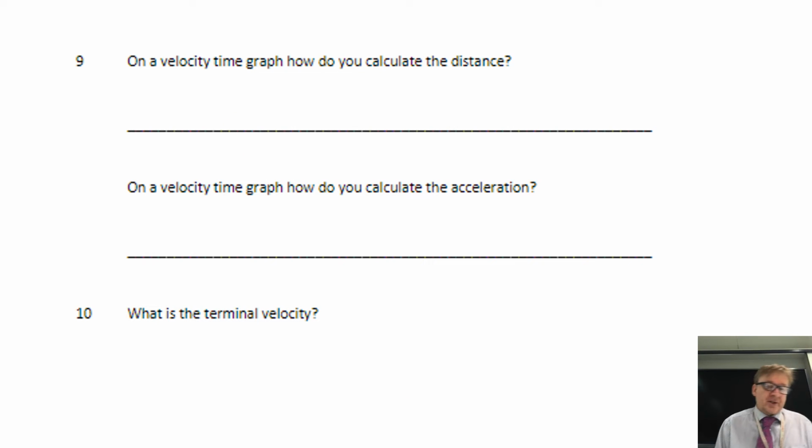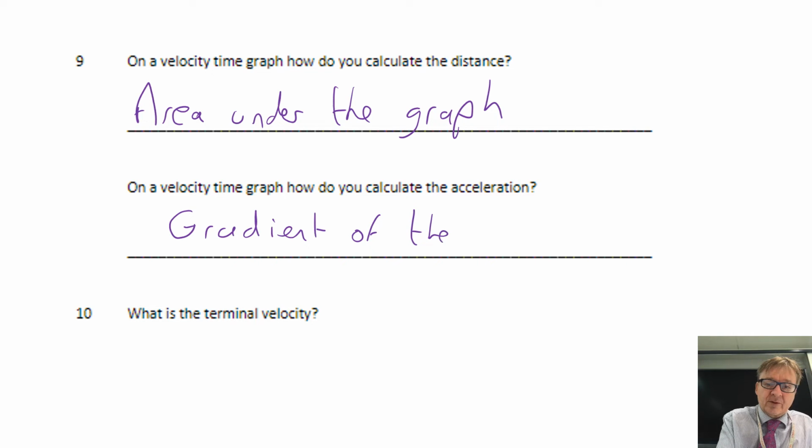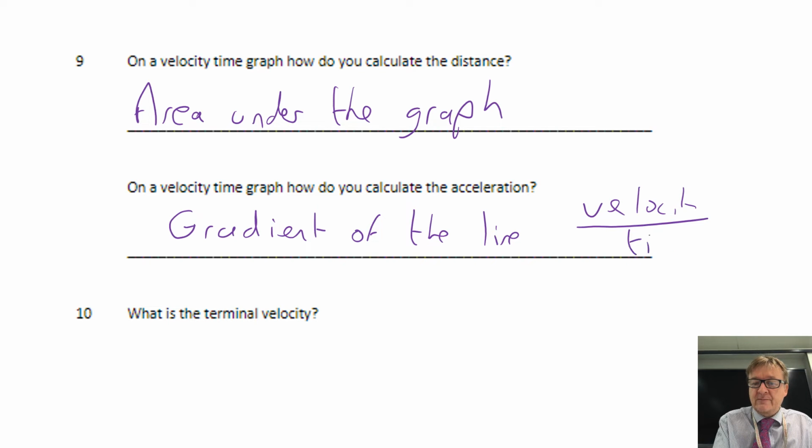Right. Question number 9. On a velocity time graph, how do we calculate the distance? So the distance is the area under the graph. On a velocity time graph, how do we calculate the acceleration? It is the gradient of the line, and it is velocity divided by time.